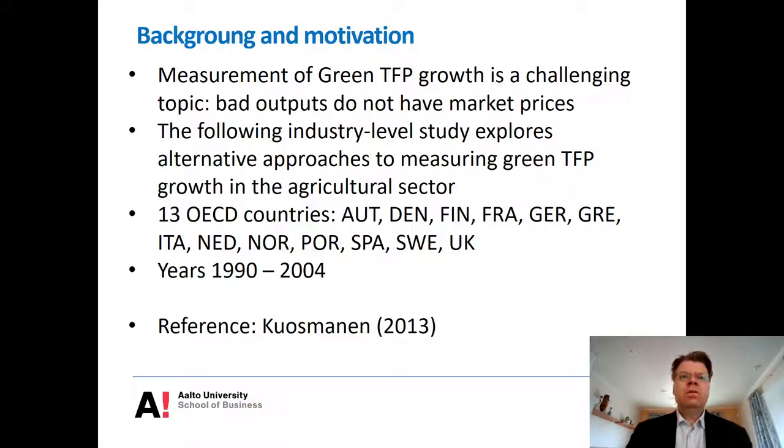I will consider a sample of 13 OECD countries. Even though I refer to the countries, I should clarify that this is the agricultural sector of those countries, not the country as a whole, just the agriculture. And I'll consider the years 1990 to 2004. At the time I was doing the report, that was the largest data set available. Currently, the data is of course somewhat dated, but in terms of methods and approaches, it's still very much state of the art.